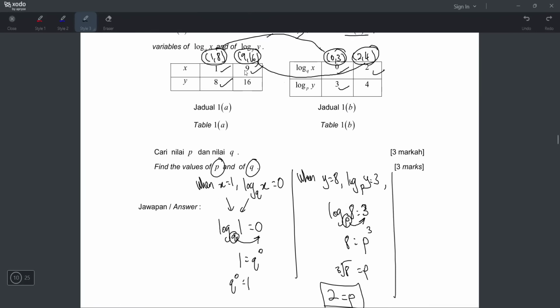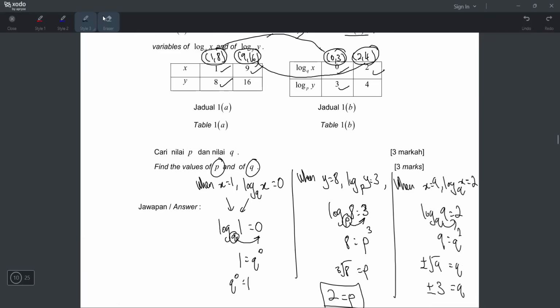So when x is 9, the corresponding value for log x base q is 2. So when you substitute, it becomes log base q of 9 equals 2. So your 9 equals q squared, because you do it like before. And then q will be the square root of 9, but the square root of 9 has 2 answers. So your q will be plus or minus 3. 3 or negative 3, right?